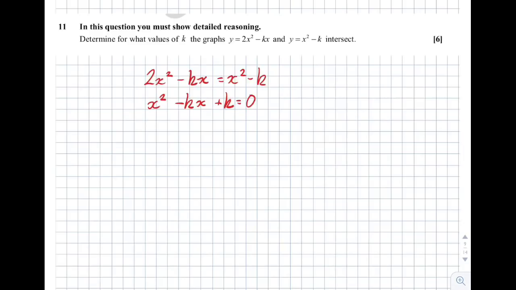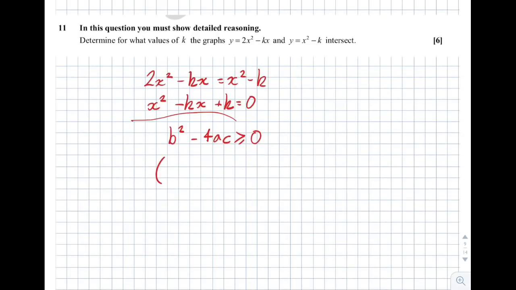Now, what would we do in this situation? To find points of intersection, we'd essentially try and solve this equation. Now, if we're trying to determine when they intersect, that means this equation must have solutions. In other words, the discriminant must be bigger than or equal to 0. So if it equals 0, it means they hit at one point. If it's greater than 0, we know they'll have two solutions. If it was less than 0, they wouldn't have any solutions, i.e. the curves wouldn't intersect.